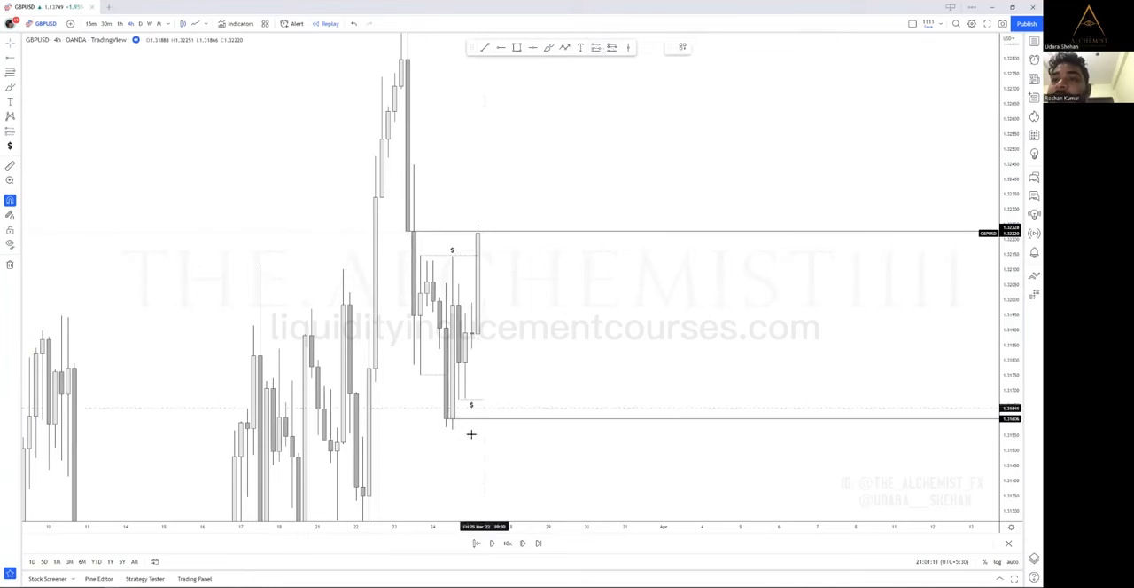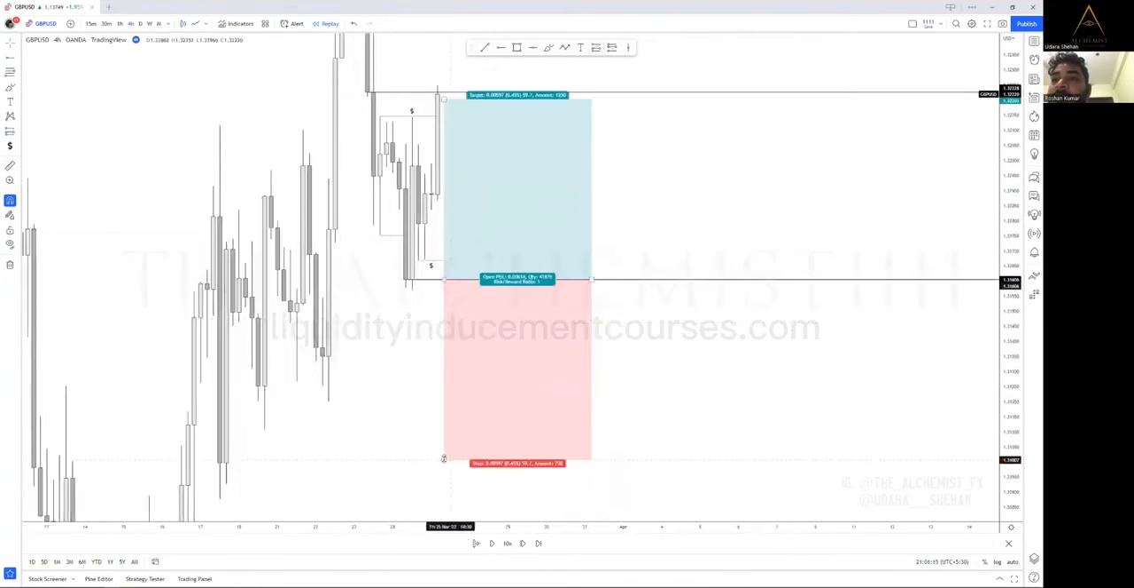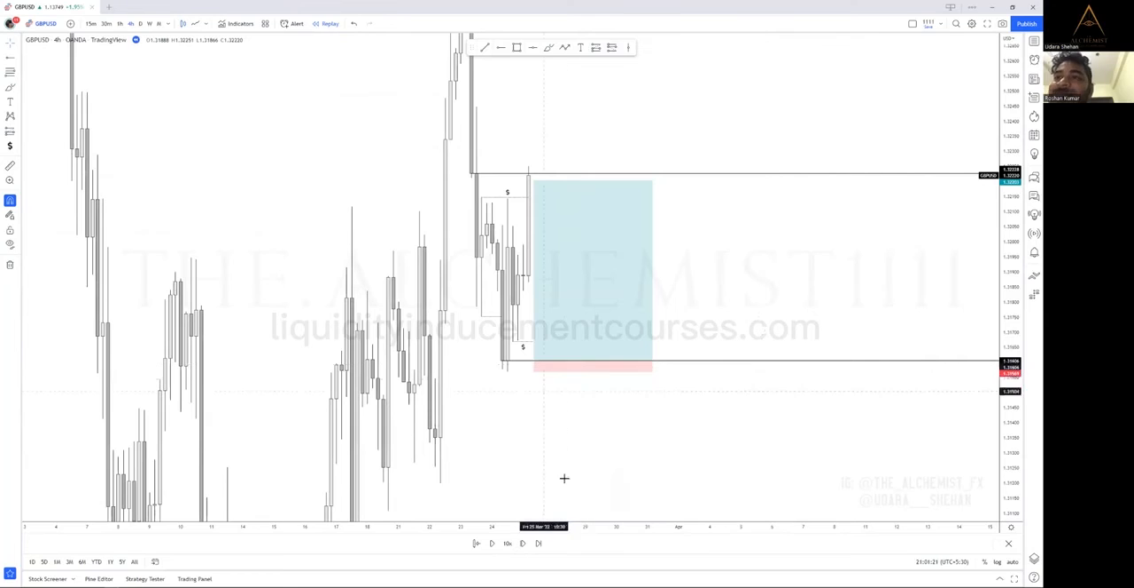Then what can you do? You can buy it here. Where will you place your stop loss? Below the strong low. 3.7 pips. See that? 3.7 pips. What more do we need, right? Because even if you go to a lower time frame, this is the tightest stop loss you're going to have.